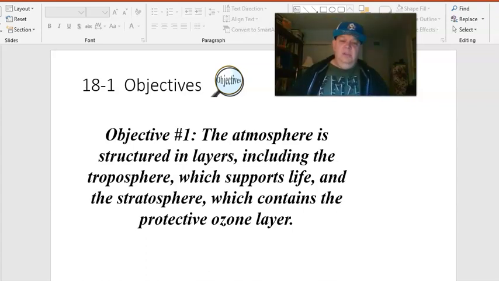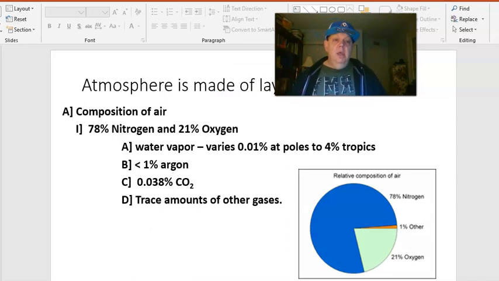There are different layers, and we have to talk about the ozone layer a little bit, the stratosphere. In terms of the AP exam, there are three main things you need to know. You need to know about the troposphere, which is where we are. The air immediately around us is the troposphere, and then there's the stratosphere, and then the ozone layer. And that's pretty much it for the layers of the atmosphere. Let's get going. So we know the atmosphere is made up of layers.